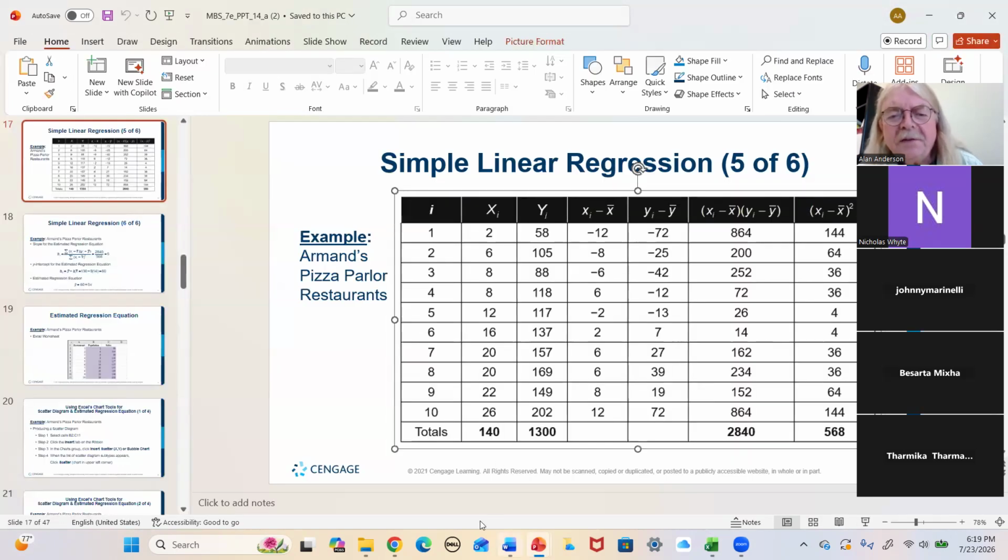They've told us down here, for X the sum is 140. Since there's 10 observations, that means X bar is 14. And for the y's, the sum is 1300, so y bar is 130. In this column, we're subtracting the mean of x from each of these x's. In this column, we're doing the same thing for the y's. Then here we're multiplying these two columns together and adding them up. And over here, we're simply squaring the differences between xi and x bar and adding them up.